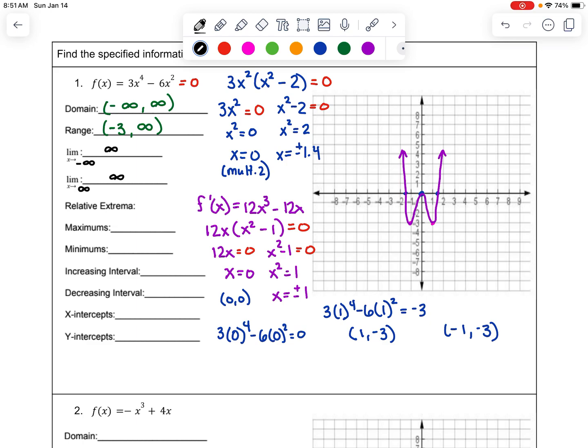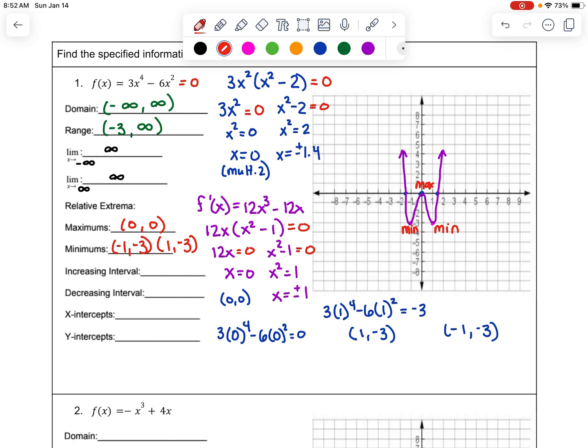If you remember from a couple days ago, we circled our minimums. So our minimum values were negative 1, negative 3, and positive 1, negative 3. Our max was 0, 0.